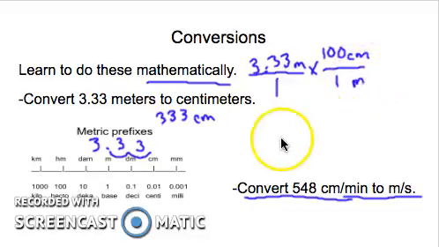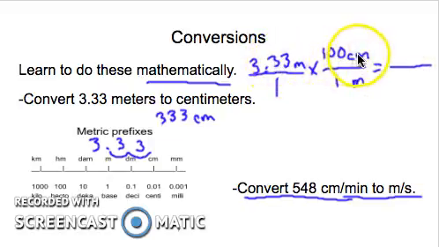Now, if you did not know that from this chart, this is something you can Google. Any of these conversions are easily Googleable. So that's no problem. So what you're doing is you're now multiplying and making another fraction. You're going to multiply everything on the top parts of the fraction over everything on the bottom parts of the fraction. And 3.33 times 100, that's going to end up being 333.